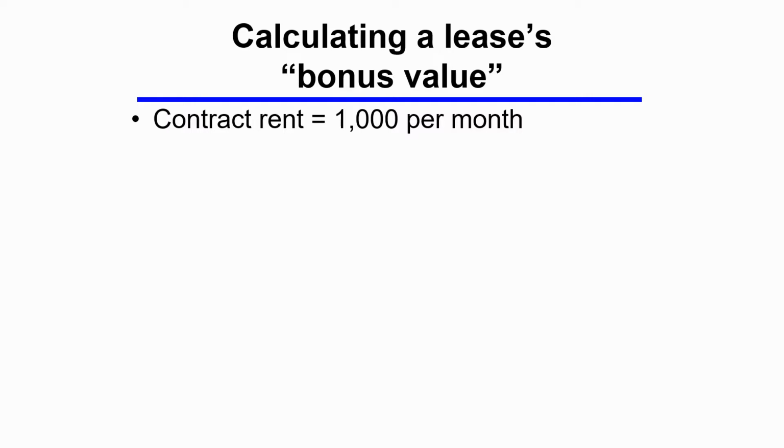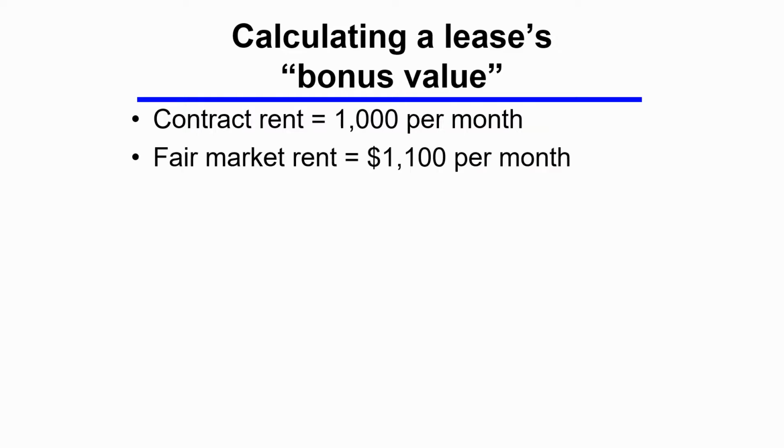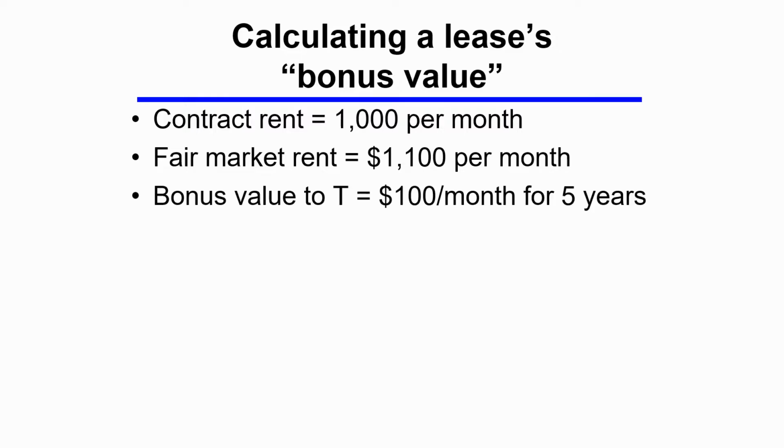Well, now, if we conclude that the lease has a bonus value, we can actually put a dollar amount on it. Again, let's assume the rent is $1,000 a month, and the fair market rent is $1,100 a month. That means that there's a bonus value to the tenant of $100 a month, and that bonus value is going to accrue every month for 5 years. If the lease is assigned or transferred at this point, the new tenant will get that benefit of $100 a month for the next 5 years.